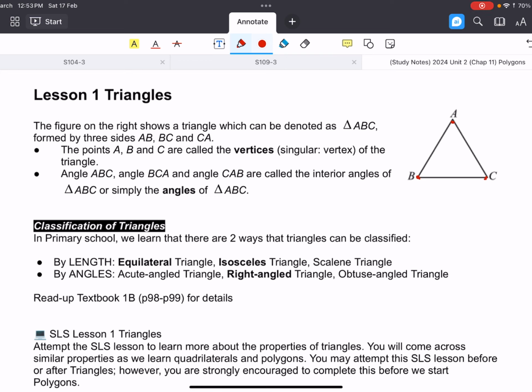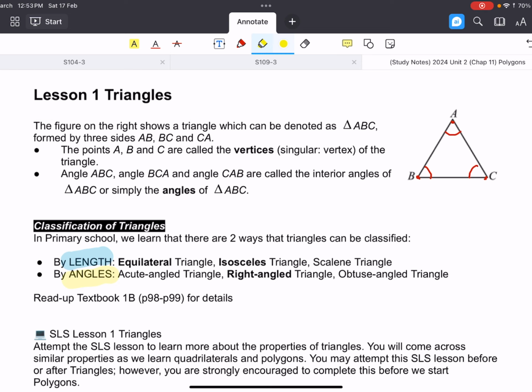And at each vertex, there's an angle that we can measure. These angles are called the interior angles, or sometimes we just refer to them as angles. So this is what we have. In primary school, you learned that there are a few ways we can classify triangles, either by length or by angles.